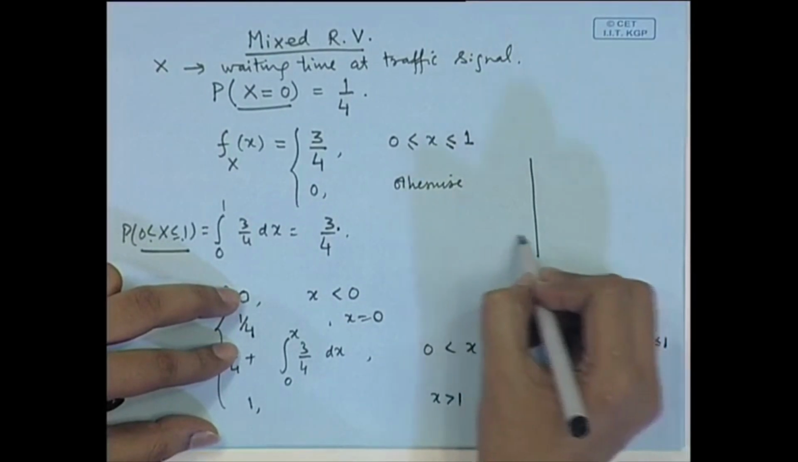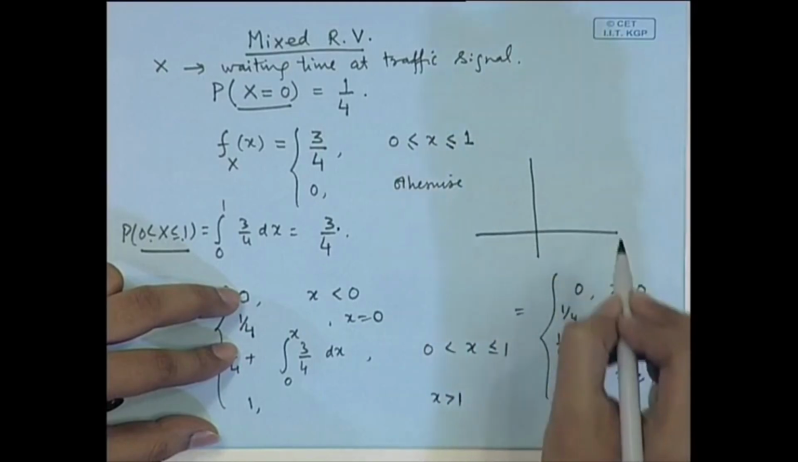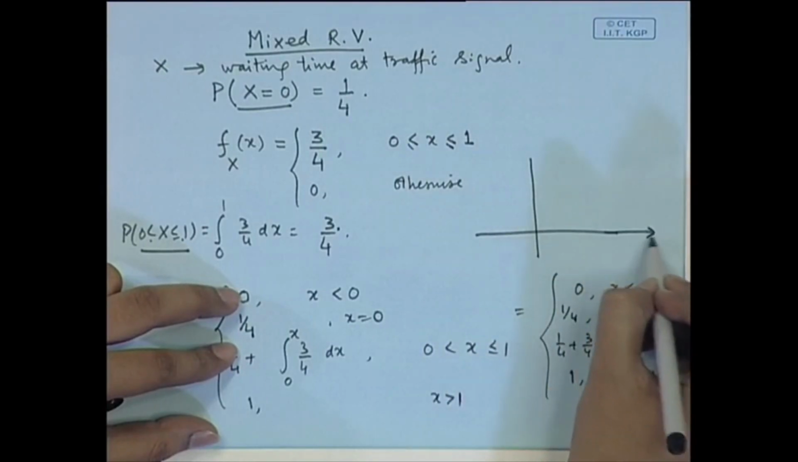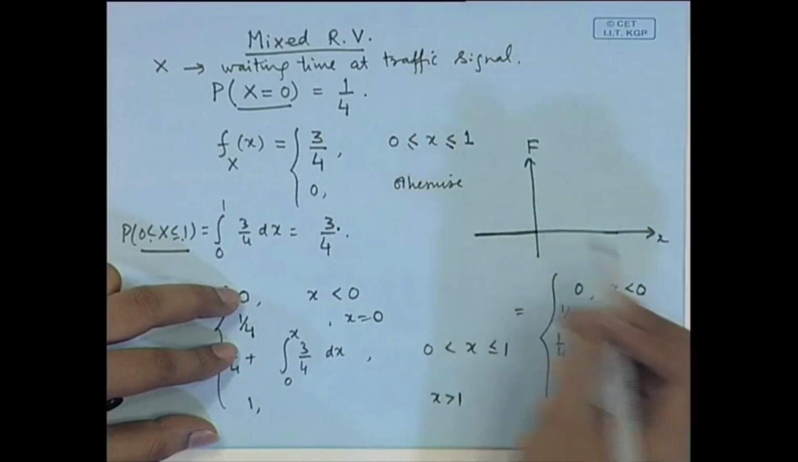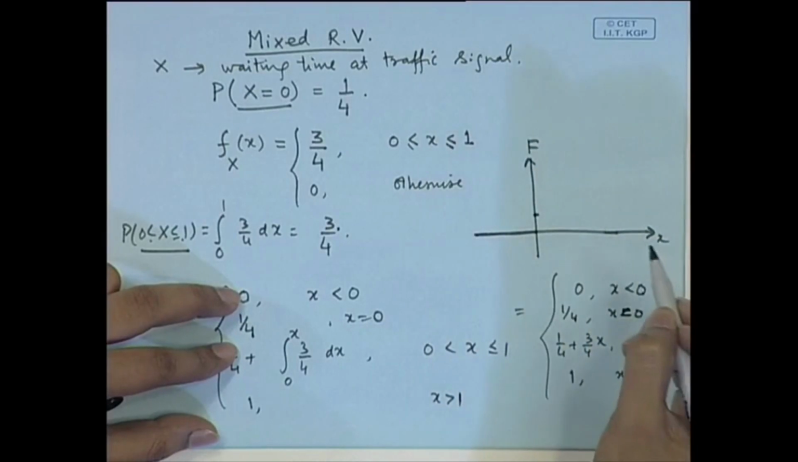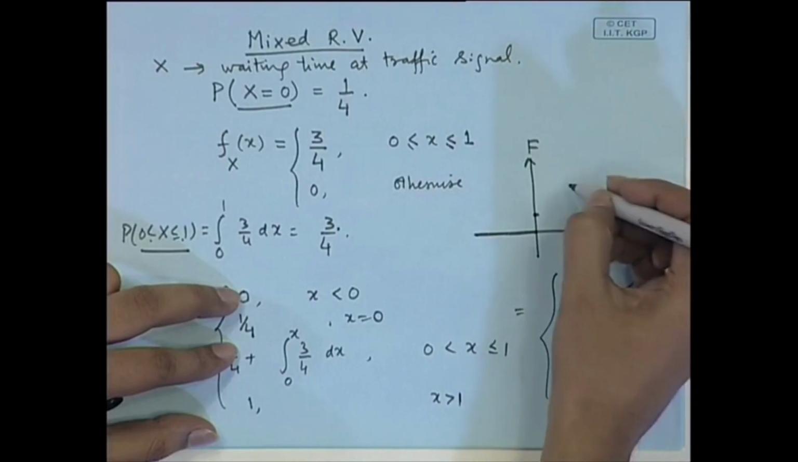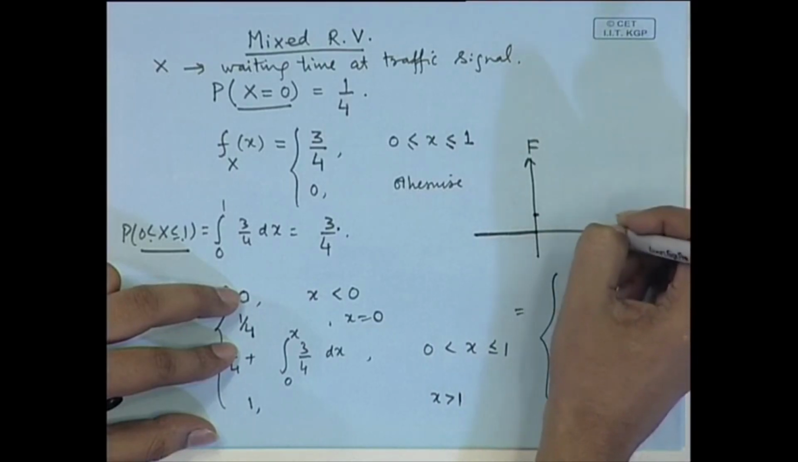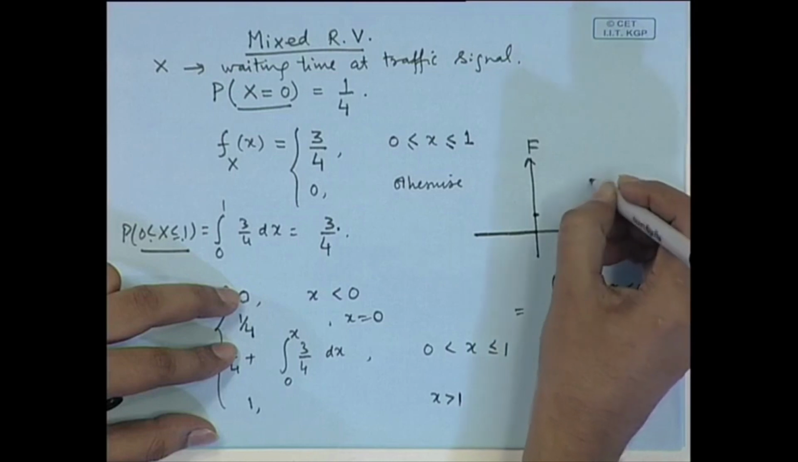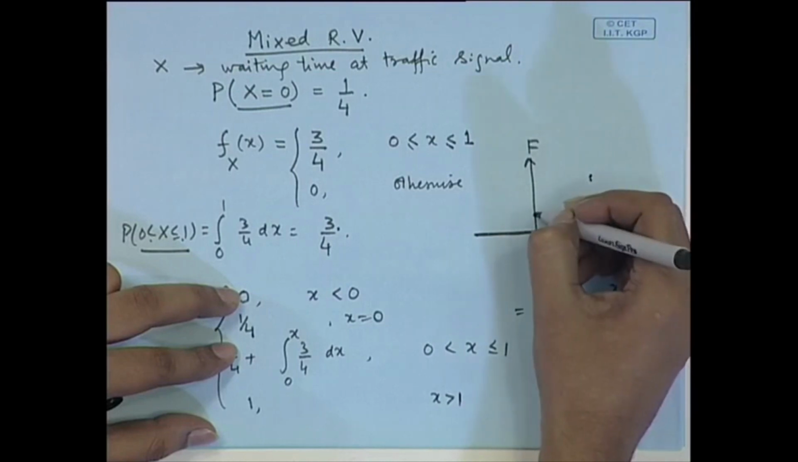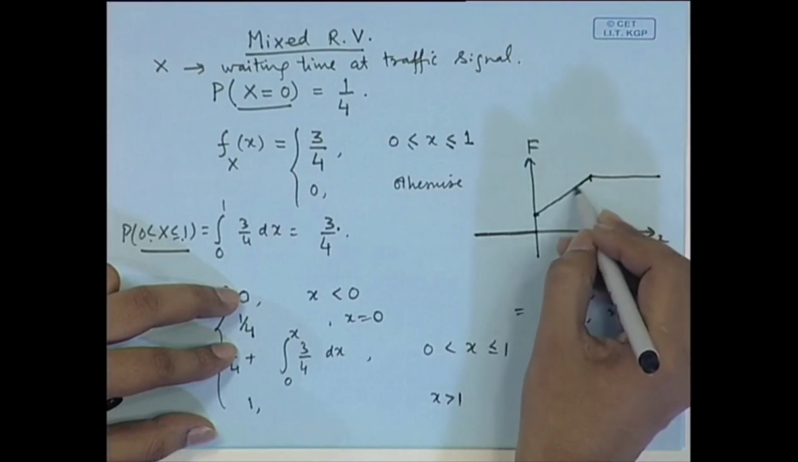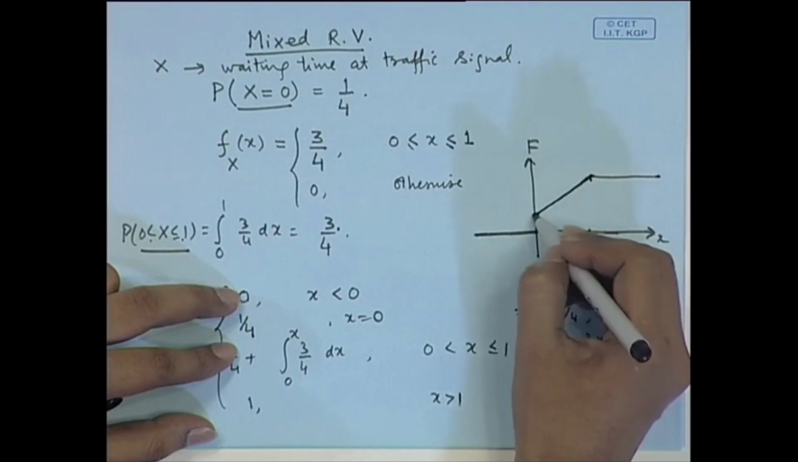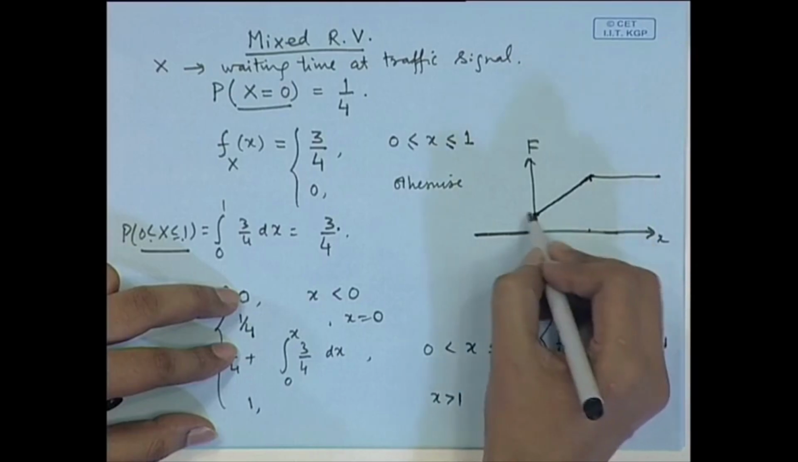If we plot this particular distribution CDF, then up to 0 it is 0, at 0 it becomes 1 by 4, then from 1 by 4 to 1, it is increasing and it is 1. So, in this case it is a continuous random variable, there is a jump here of size 1 by 4.